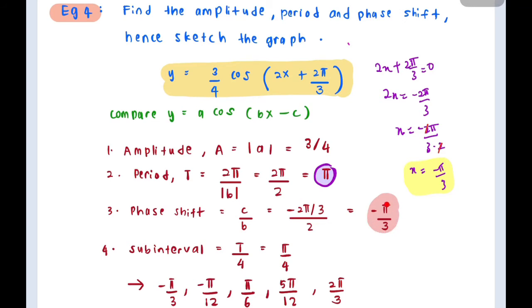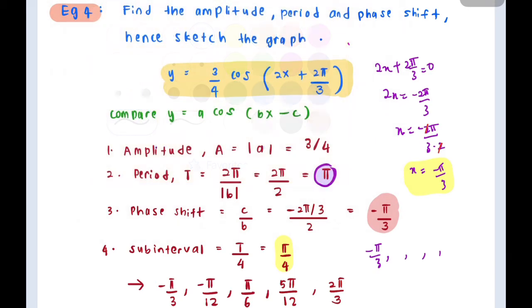So we must realize later on when we want to graph, the graph will start a little bit on our left side, because this value here is negative. Don't worry about that, we'll see that later. Now let's focus on the subinterval. So what is the subinterval? The formula is T over 4, so let's take our period pi, divide by 4, therefore our subinterval will be pi over 4. Now we know our graph will start at negative pi over 3, then we'll have a few values here. This is the first subinterval, adding the second subinterval, next adding the third subinterval, and the last one is the final one.